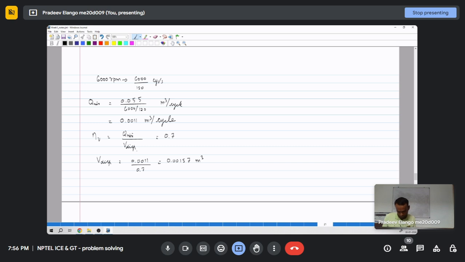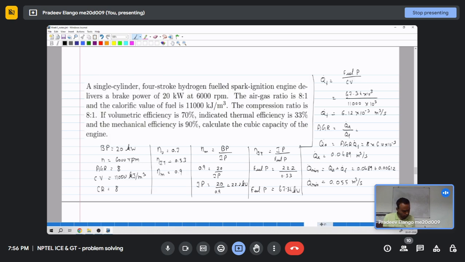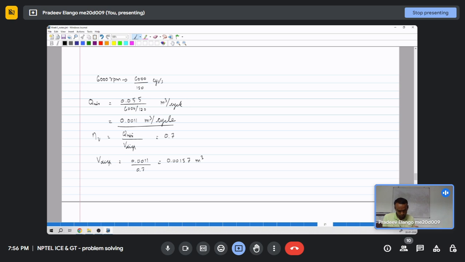So now we have meter cube per cycle of the displacement volume. Now it is a single cylinder engine, right? Single cylinder engine. So this is the displacement volume. Can we write it in liters? It's 1.57 liters. Okay.